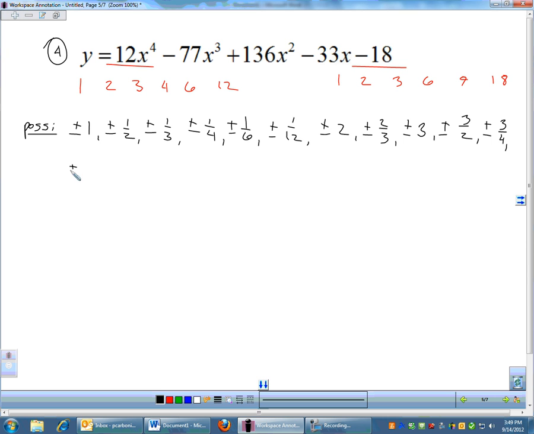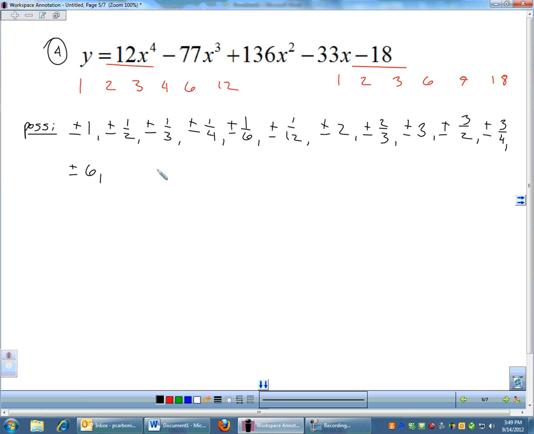6 over 1, so plus or minus 6. 6 over 2 is 3. Already have it. 6 over 3 is 2. Already have it. 6 over 4 is 3 over 2, which I already have. 6 over 6 is 1. 6 over 12 is 1/2. So all of them with the 6, except for 6 over 1, were repeated.